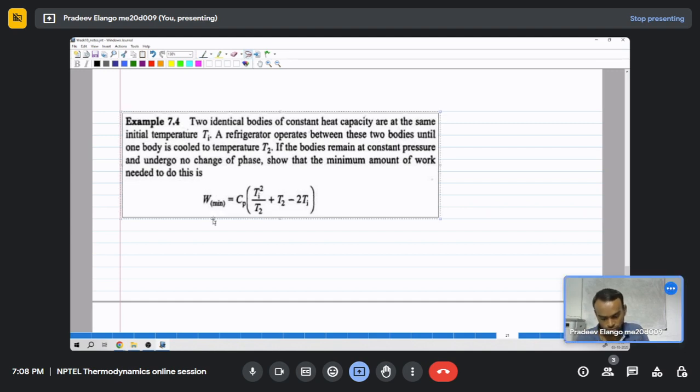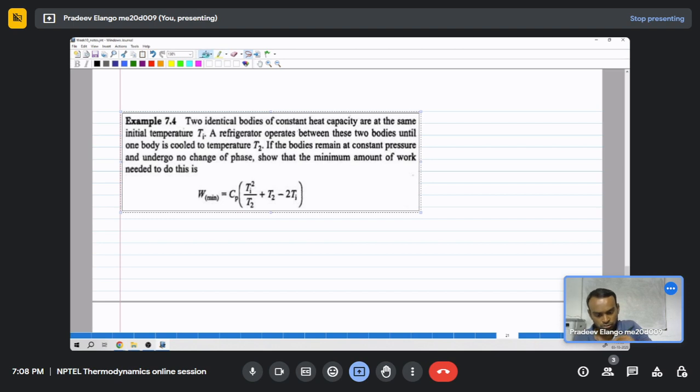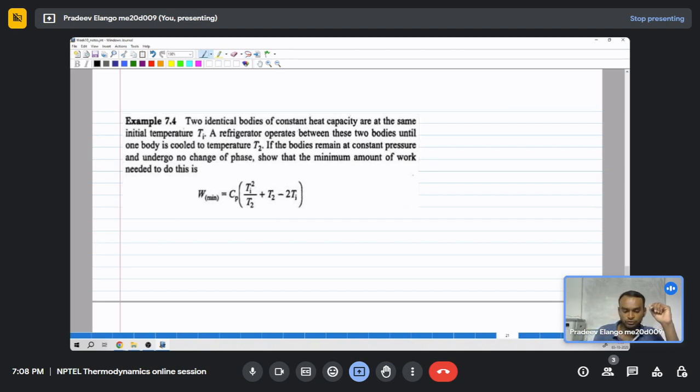Next problem. Two identical bodies of constant heat capacities are at the same initial temperature Ti. A refrigerator operates between these two bodies until one body is cooled to temperature T2. If the bodies remain at constant pressure and undergo no change of phase, show that the minimum amount of work needed to do this is W min equals Cp into Ti square by T2 plus T2 minus 2 into Ti.